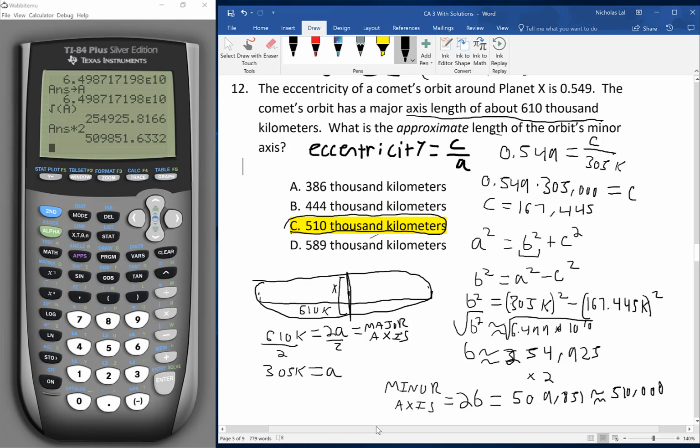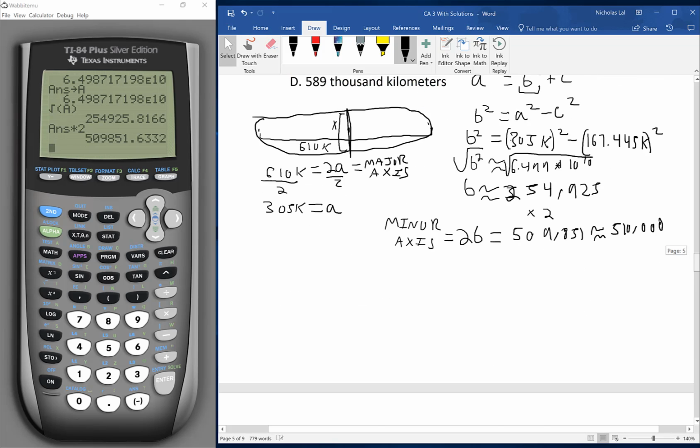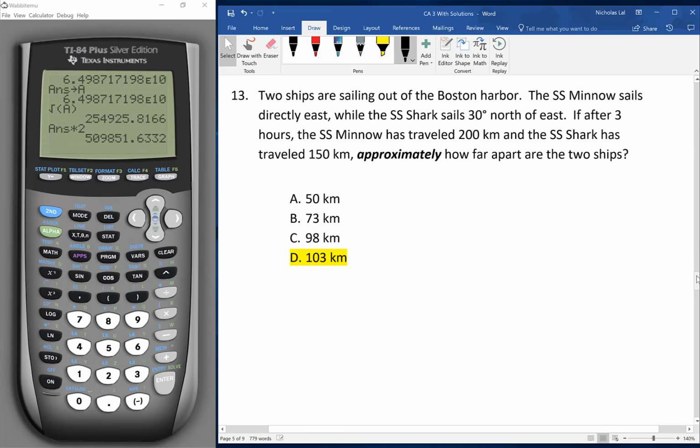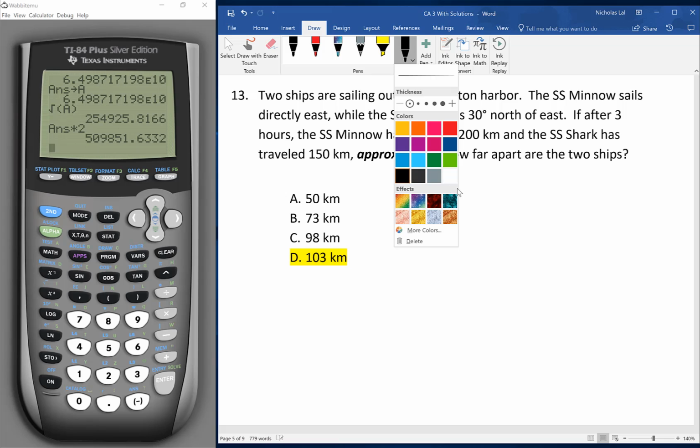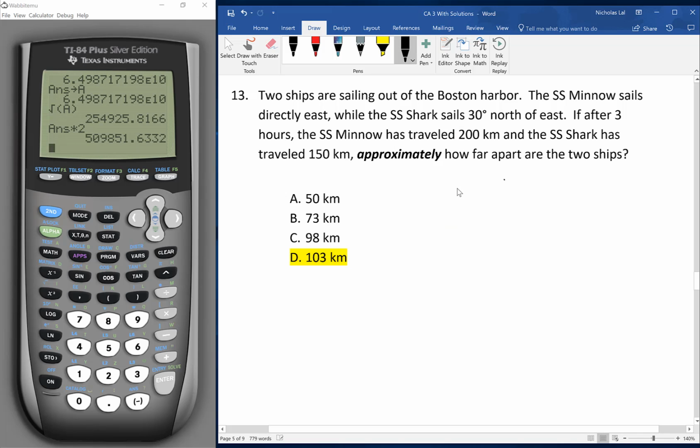That is problem 12. Two ships are sailing directly out of the Boston Harbor. The SS Minnow sails directly east, while the SS Shark sails 30 degrees north of east. If after 3 hours the SS Minnow has traveled 200 kilometers, and the shark has traveled 150 kilometers, approximately how far apart are these two ships?